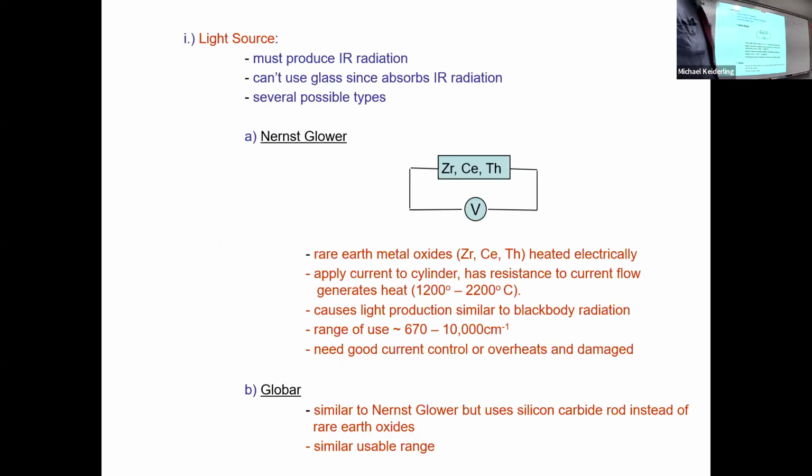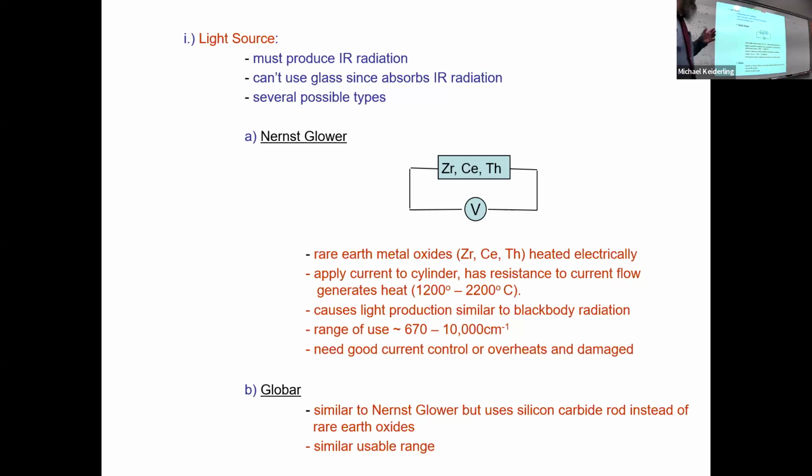The light source has to produce IR radiation. And you can't use glass because glass absorbs infrared radiation. If you look at a glass pane with an IR camera, it's just black.